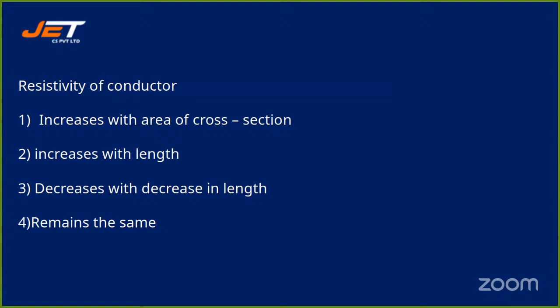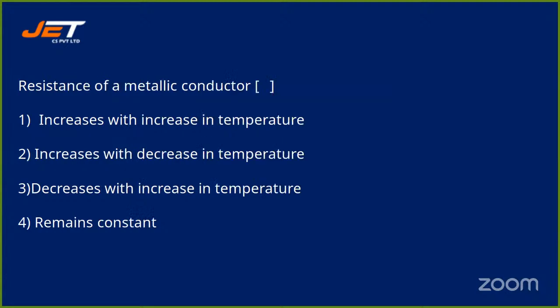In the previous problem, we used the formula R equals rho L by A, where rho is the resistivity. Based on that, tell me how it depends upon the cross section area and length. R equals rho L by A, so rho equals R A by L. So rho will be directly proportional to the area of cross section and inversely proportional to the length. So the answer will be: increases with length.